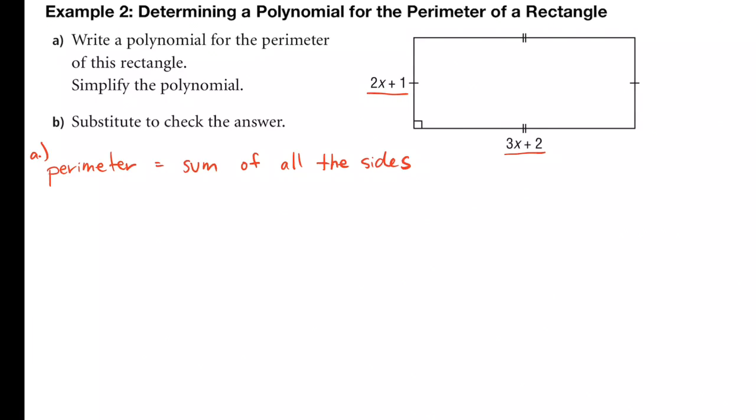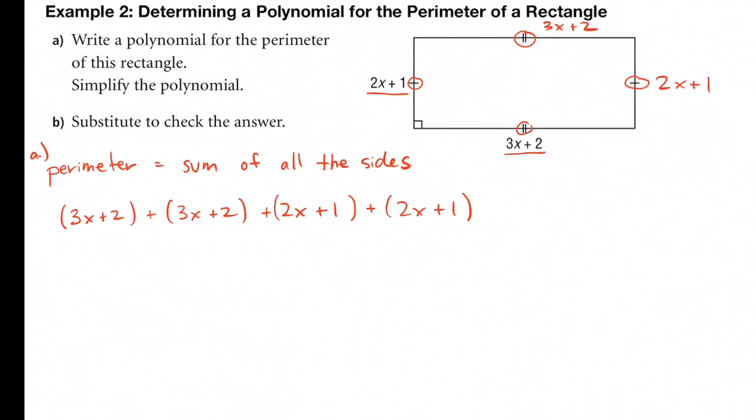But if you notice, this side and this side has the exact same markings, which means they have equal lengths. And this side also has the same marking as this side. So what that means is this side is also 2x plus 1. And here we also have 3x plus 2. So all we're going to do here is add up all our sides. So this is what we have. We have 3x plus 2 plus 3x plus 2 plus 2x plus 1 plus 2x plus 1. So that's what I have.